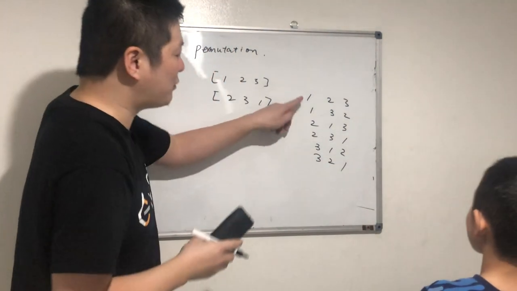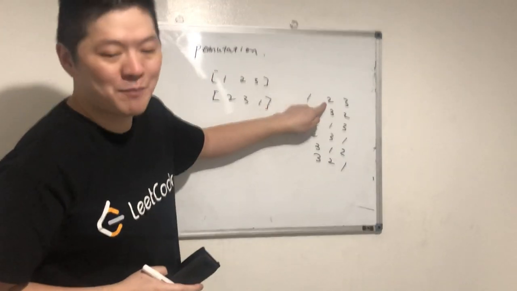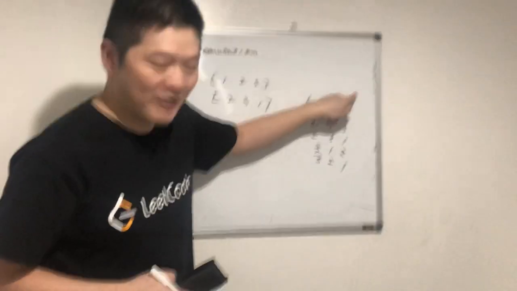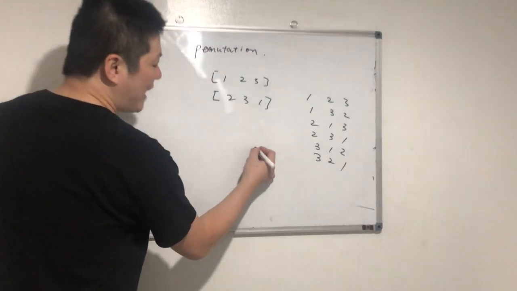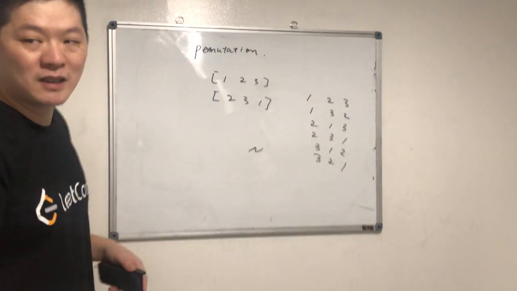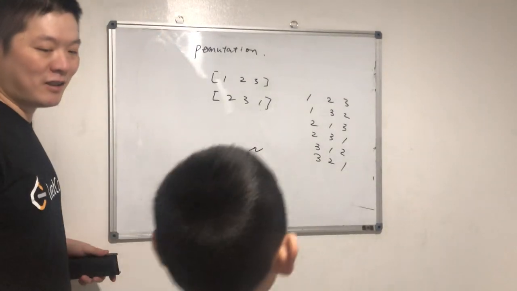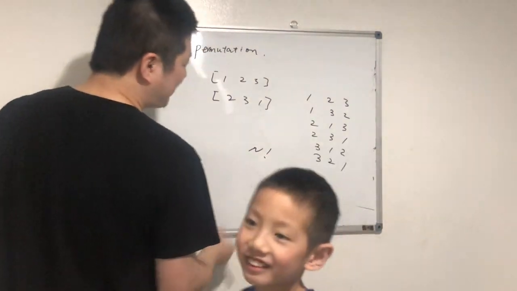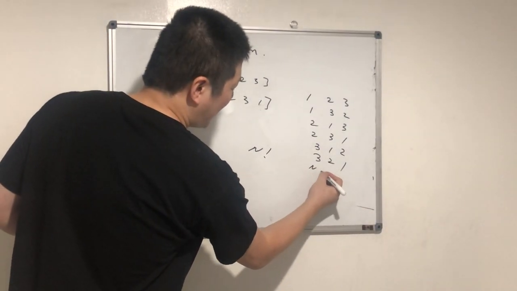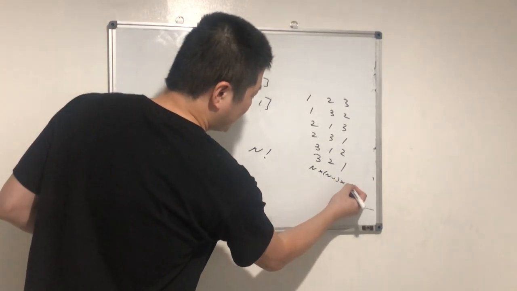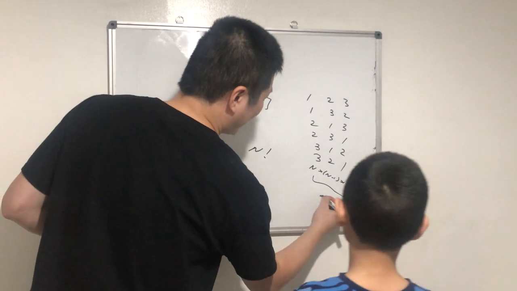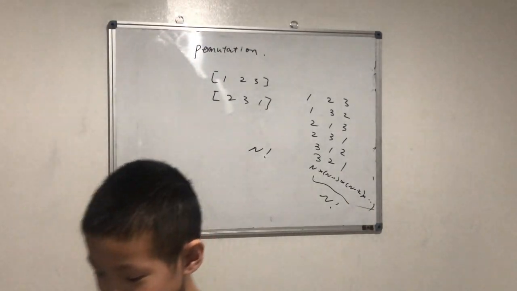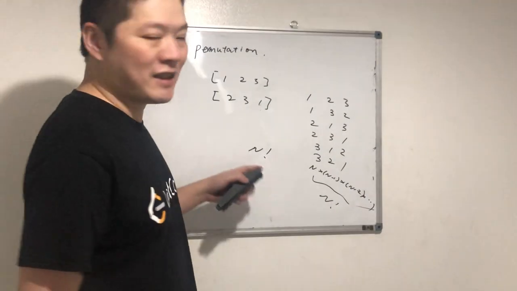Okay, so basically the first place has 3 possibilities. The second place has 2 possibilities. And the third one? 1 possibility. So that's, how many? If there are n elements, how many possibilities? We talked about this. N factorial. Well done, n factorial, because this is n times n minus 1 times n minus 2 times down to 1, right? This is exactly n factorial, am I right? Yes? Okay.